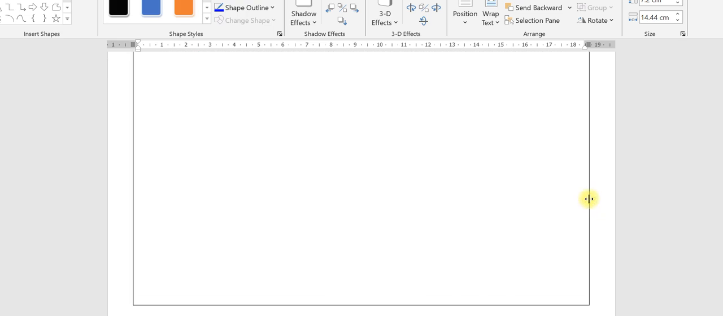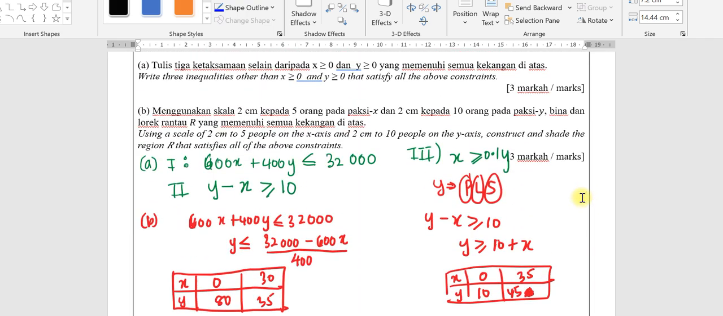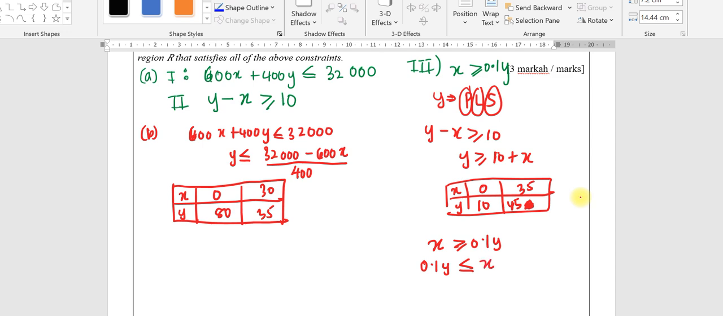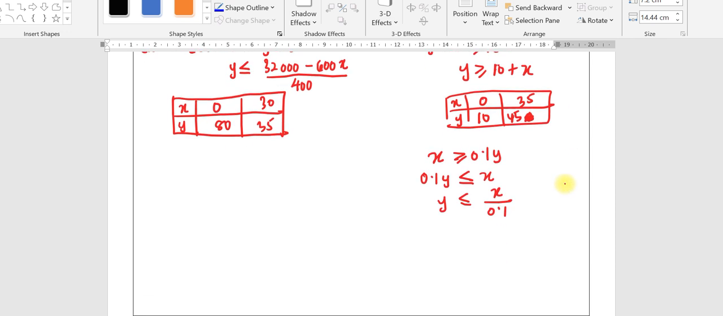Third one is x greater than or equal to 0.1y. See, your y is on the right-hand side. Change it to the left-hand side, so the symbol will change. Later you must shade less than, not greater than. Beware of that. So y equals x over 0.1.